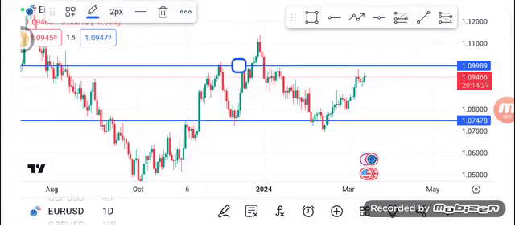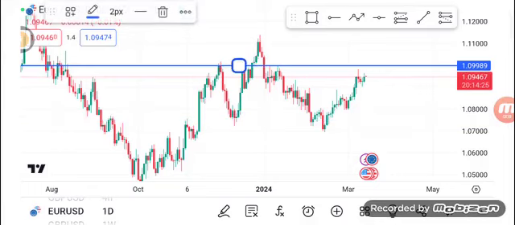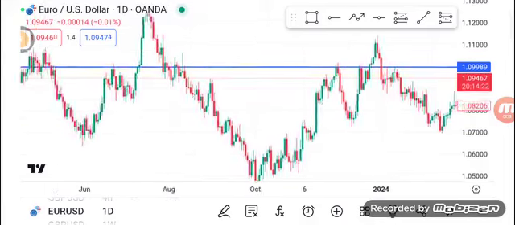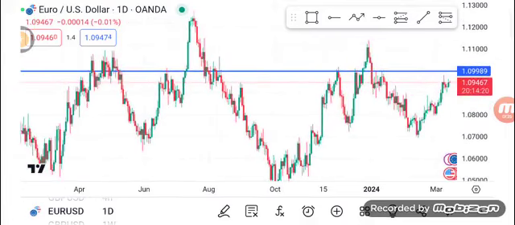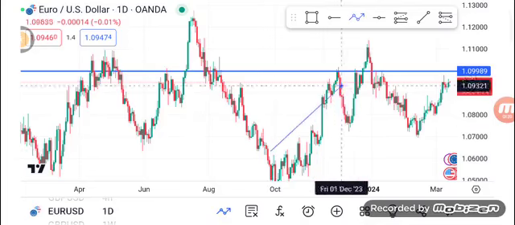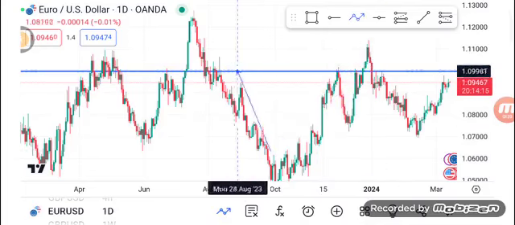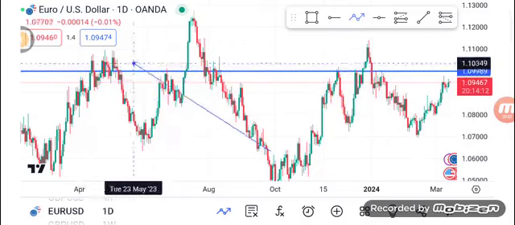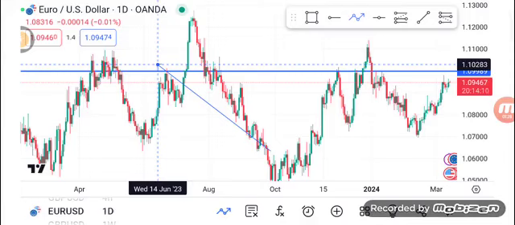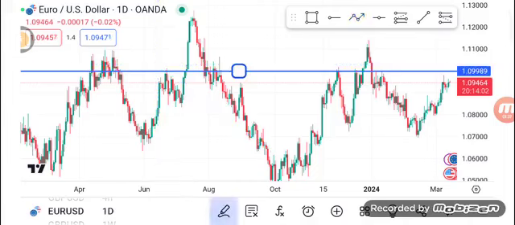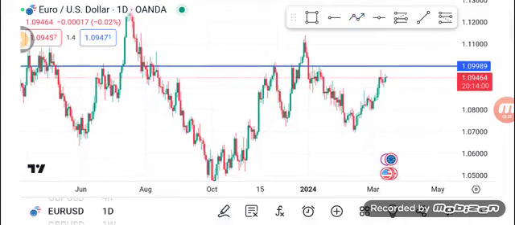And what qualifies a zone to be a strong one? A situation whereby it has been tested multiple times. Like this, we have a touch here. One, two, three, four, and it still resists the market over here. So when a level has been tested at least three times, it's an indicator that that level is a strong level that might hold.